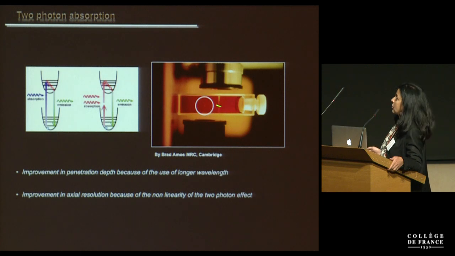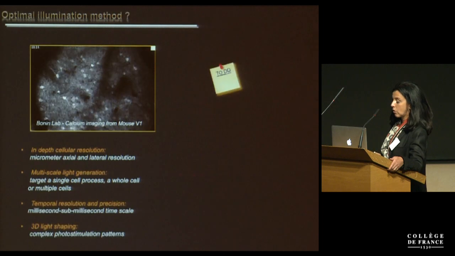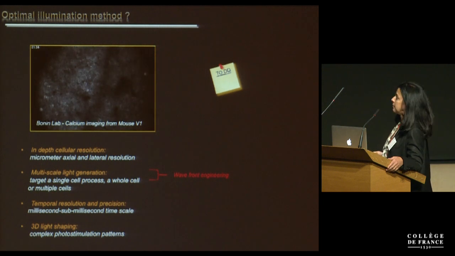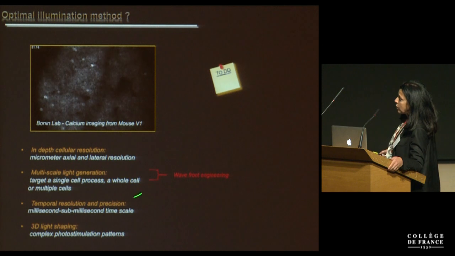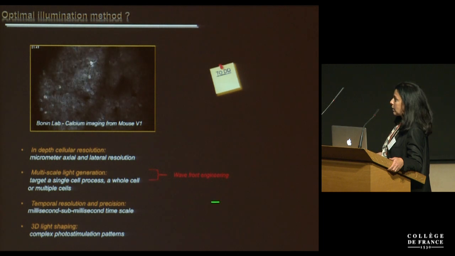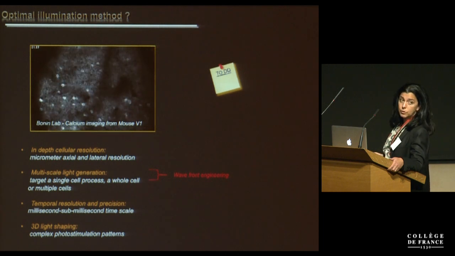cell in your preparation. Unfortunately, this is not enough, because, as I was saying before, we don't want just to hit a single cell, but we want to have multi-scale light patterning. So we want to go from a situation where only one cell is activated, but also be able to activate many of them simultaneously. And so in my lab, what we've done for this multi-scale light generation is to develop a number of approaches where this is done by a precise control of the optical wavefront.